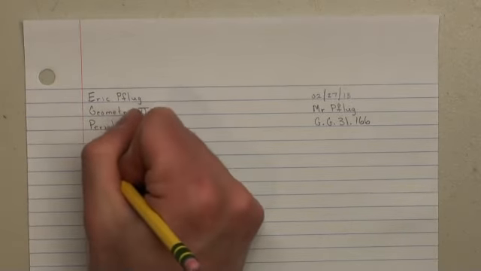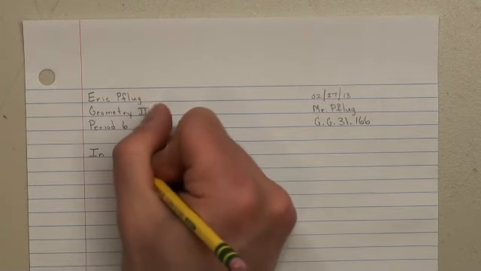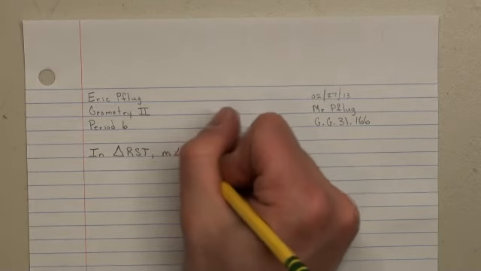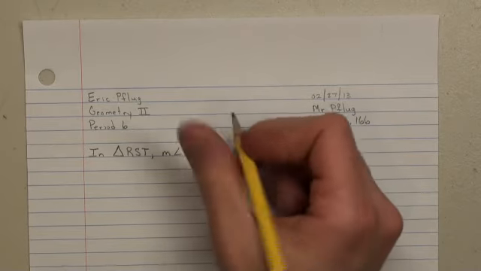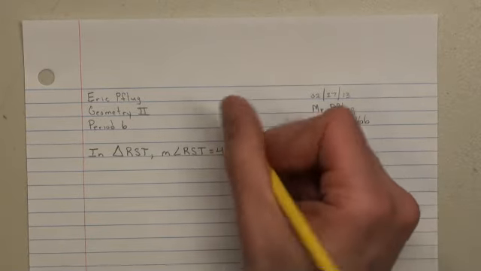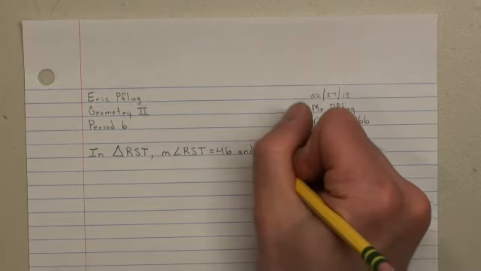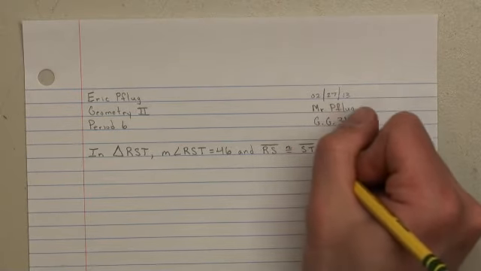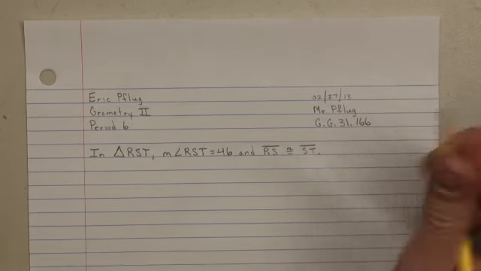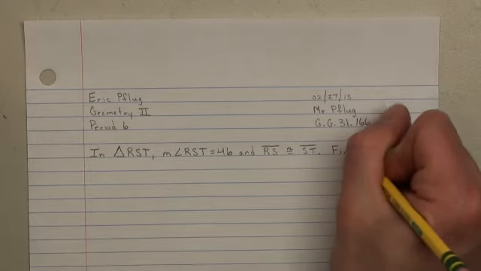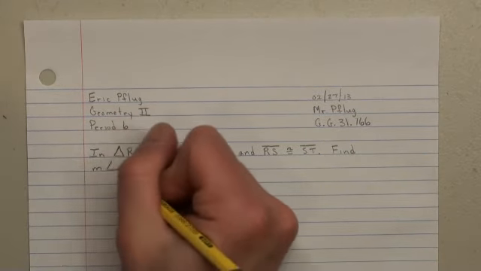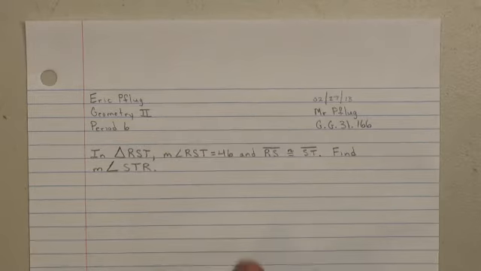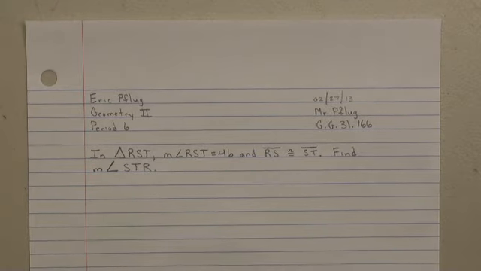So in triangle RST, the measure of angle RST equals 46, and segment RS is congruent to segment ST. What they want us to do is find the measure of angle STR. And there's no diagram, so we have to draw our own diagram.